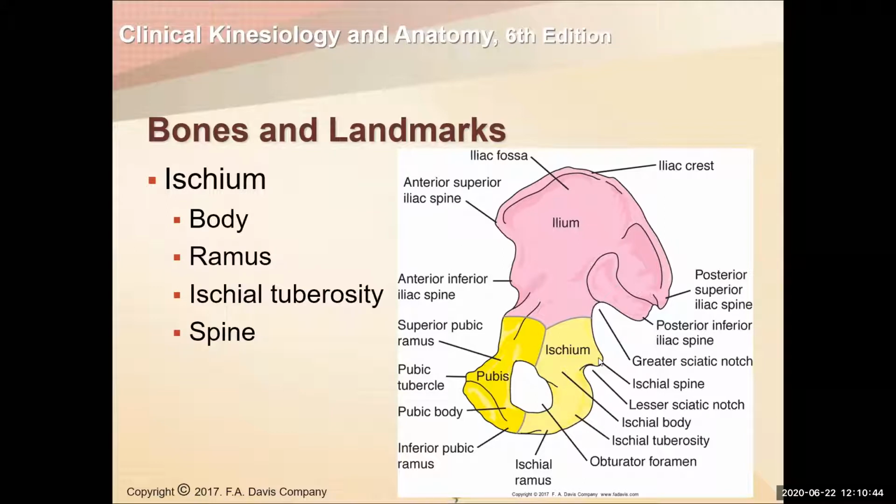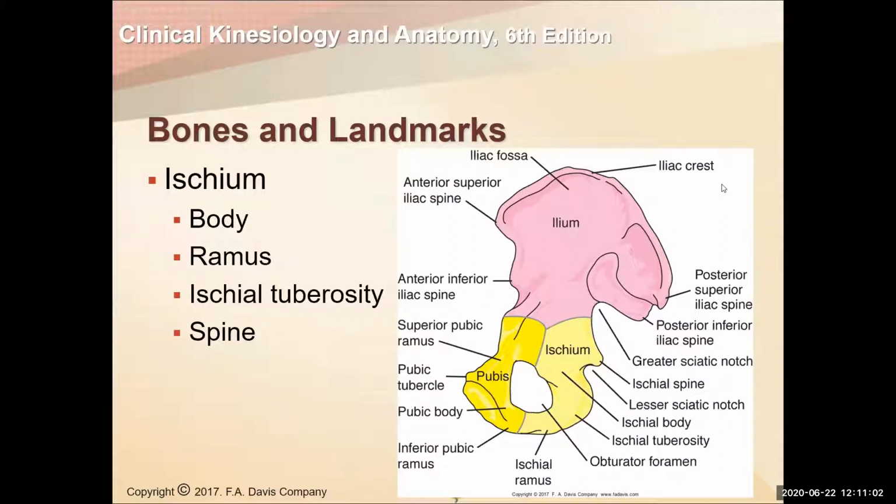And we have our ischium here, right? We have our ischial spine. What's the point of spines and tubercles and stuff like that? What do they serve as? Origin and attachments. Good, right? Origins, insertions, attachments, and that's usually where the muscles will go to.